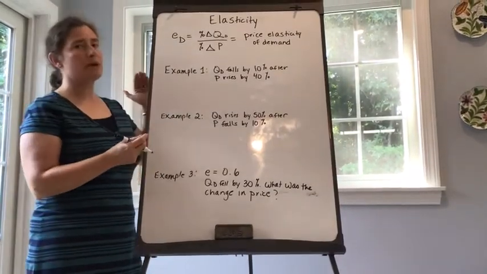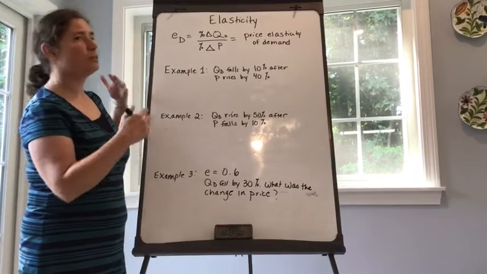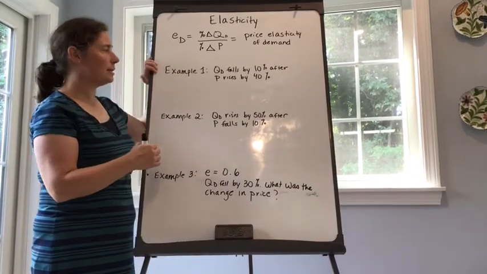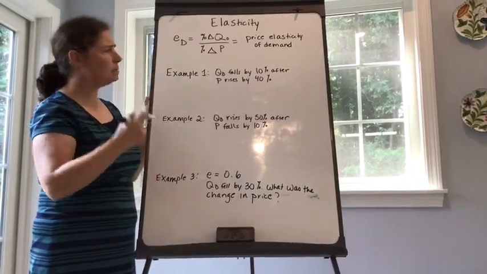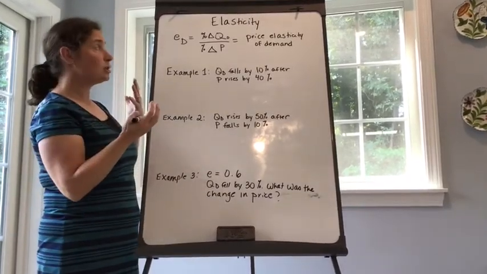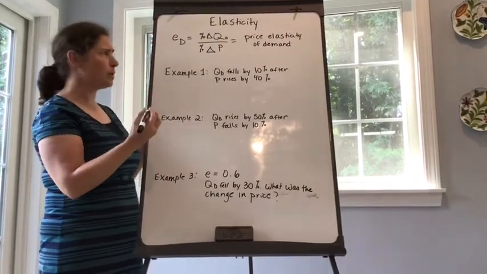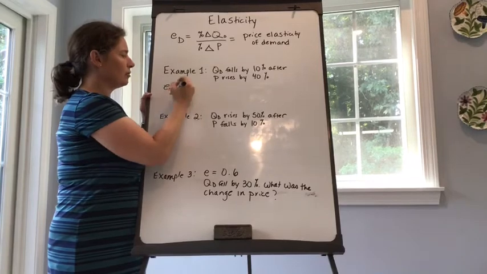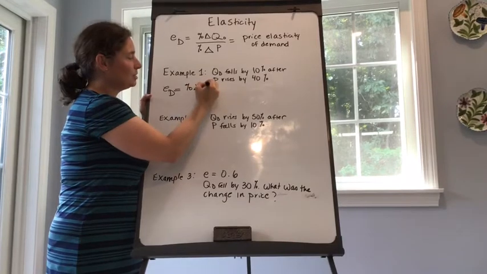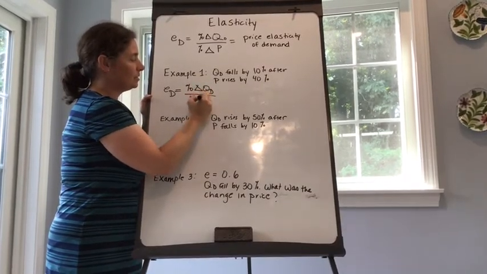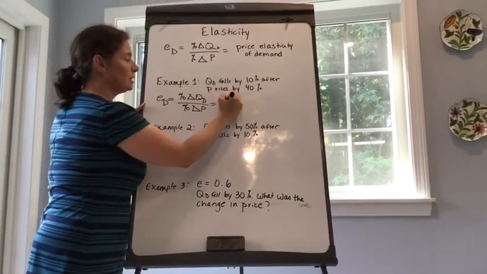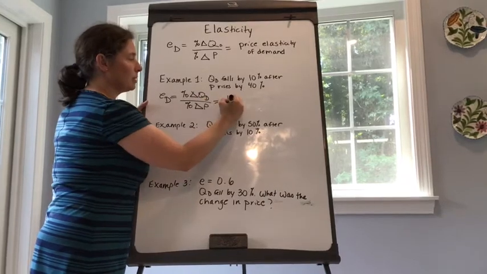Now, the most straightforward way to calculate this is when we're presented with information that already tells us the percentage changes in quantity and price. For example, here, in example 1, if the quantity demanded falls by 10% after the price rises by 40%, we have all the information we need, we just need to substitute into the correct parts of the formula. So let's rewrite the formula. Elasticity of demand is percent delta QD divided by percent delta P. And let's just substitute. In this case, quantity is changing by 10% and price is changing by 40%.